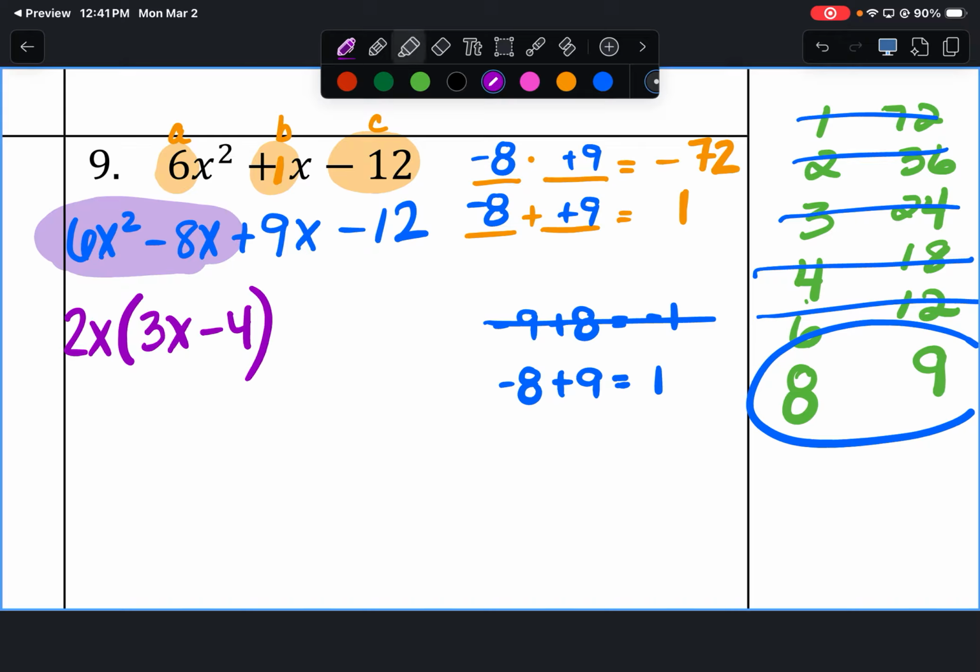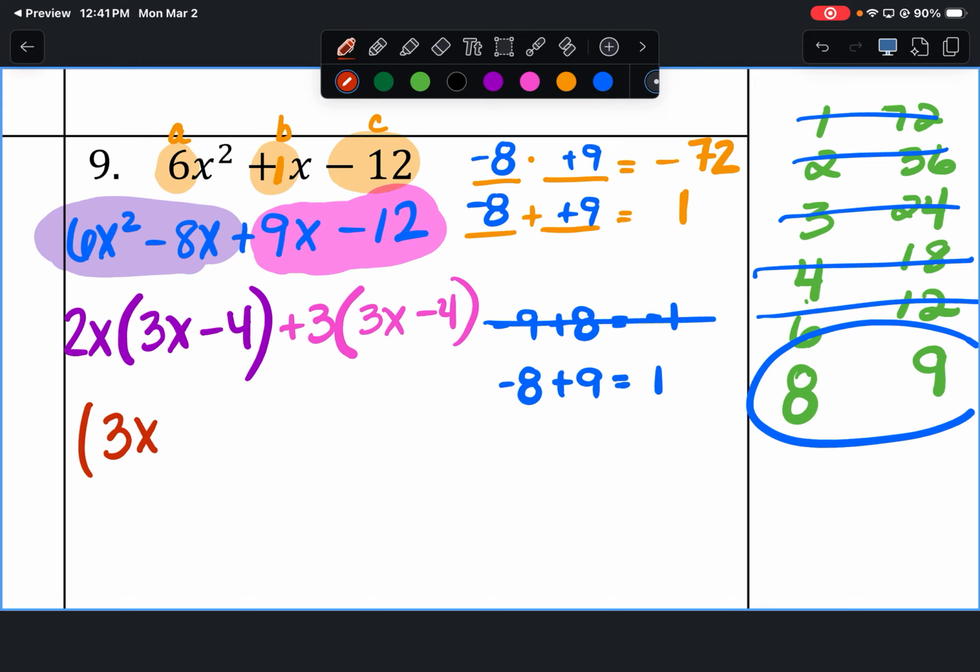Okay, for the second half of this, what is our GCF of 9x minus 12? 3. What is 9x divided by 3? 3x. What is negative 12 divided by 3? Negative 4. So what part is the same? 3x minus 4. What part's left over? 2x plus 3. So that is our answer.